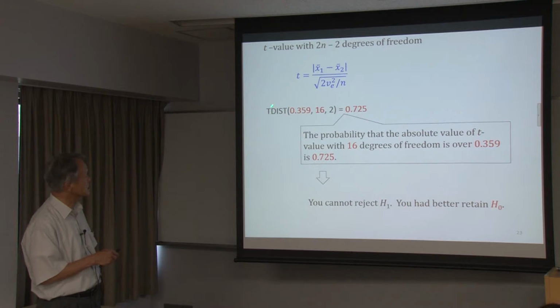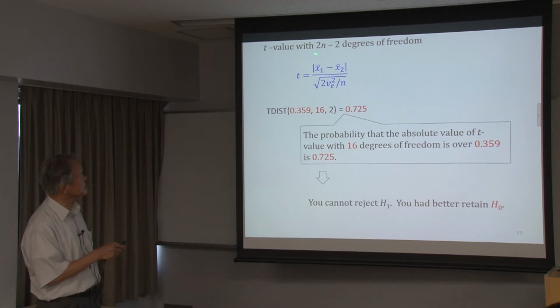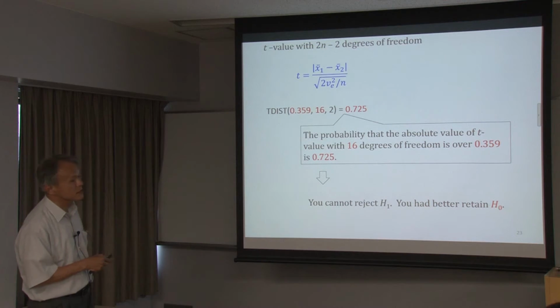In Excel, this function is available, TDIST. This is a t statistic, and this is the degrees of freedom. This degrees of freedom is given by this one, 2n minus 2. N is the sample size.